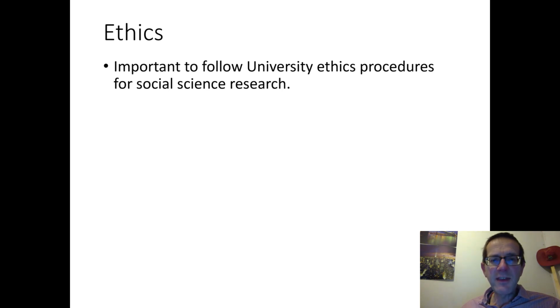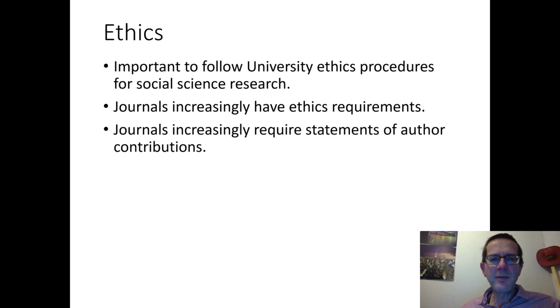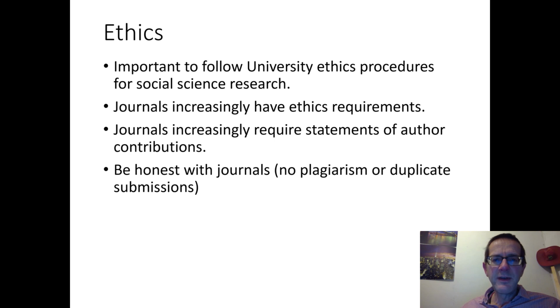Ethics, I should mention ethics. It's important to follow university ethics procedures for social science research. Absolutely essential. Don't do the research without getting ethical permission. And journals also have ethics requirements increasingly, and increasingly require you to explicitly state your ethical approval. And also author contributions are increasingly required by journals. So you have to be honest with journals.